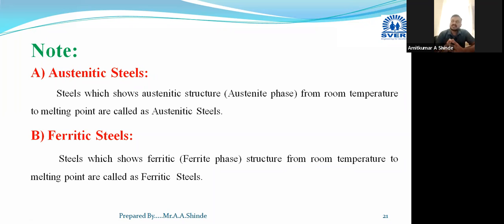Now, after understanding the classification of the alloying elements, we will move towards their effect when they are added into the steels.